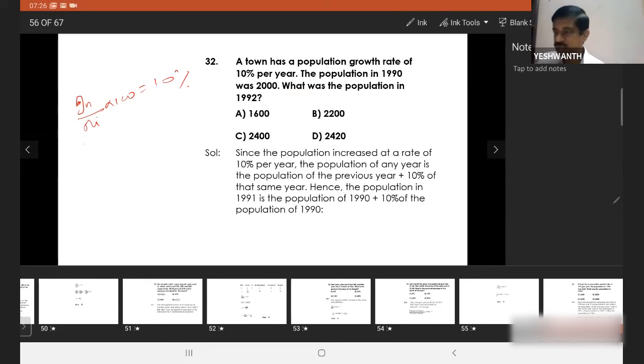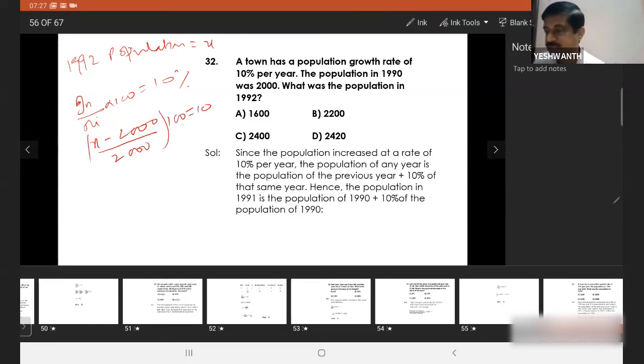So increase is what? Let's say 1992 population is X. So X minus 2000 by 2000 into 100 equal to 10. So can't we find out X from here? So X equal to 2000 plus 100 cancel this 20 times. 20 into 10 is 200. So this is 2200. Okay.